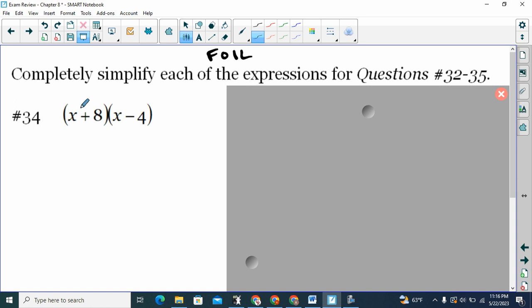F stands for first, x times x. X times x, when we multiply, we add up our exponents. 1 plus 1 is 2. I got x squared. X times negative 4, the O is outside. X times negative 4 gives me minus 4x. I is inside, 8 times x. And L is last. We multiply the last terms. 8 times negative 4 is negative 32.